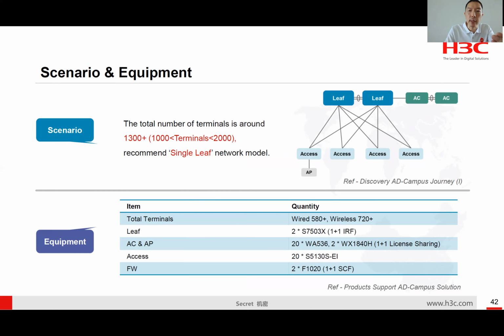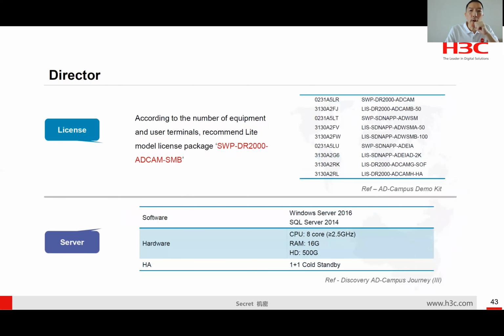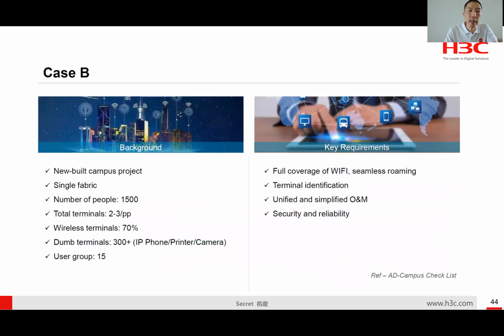Then we build the network with full redundancy on the leaf, access controller, and access switches. We can have multiple links to the leaf to provide redundancy. In terms of the Director license, we can come up with it, and of course we will give you the server requirement. So the proposal will come out based on your background information. It's quite an easy approach. Here is another case.